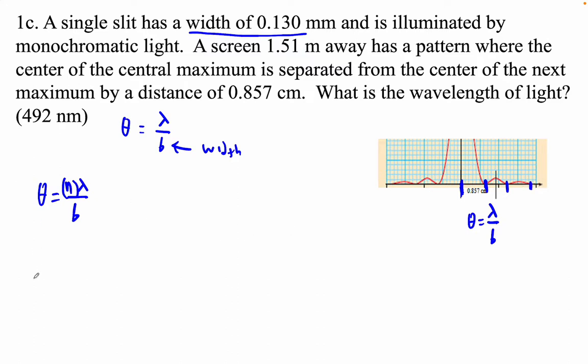And then the other way to figure out the angle is that the angle is simply the distance on the screen divided by the distance to the screen. This is the basic definition of angle. And of course, this is angle in radians. Okay, so let's take a look at this thing here.